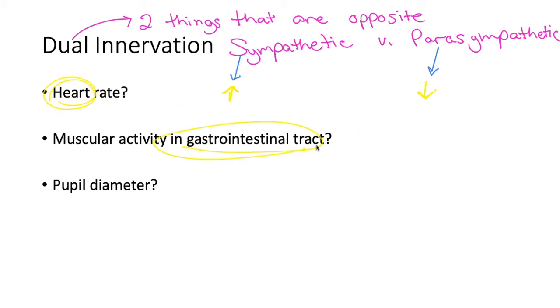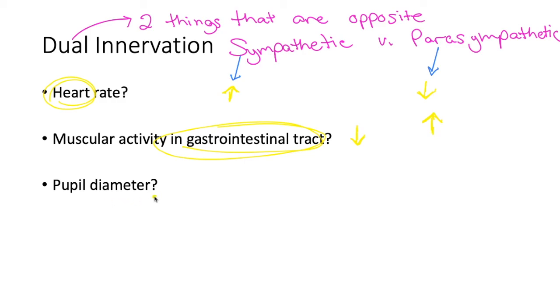What about gastrointestinal tract? That would be your intestines. What do the two things do to your intestines? Well, the sympathetic system is going to slow it down and stop it. Parasympathetic system, it's rest and digest. It's going to increase the activity of your gut because you're watching Netflix and eating potato chips. So that's going to be parasympathetic effect.